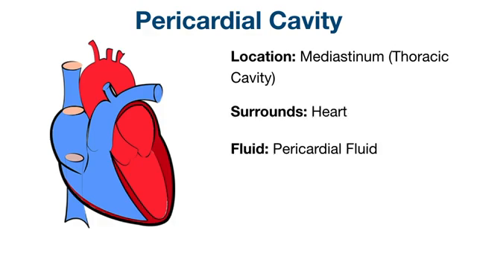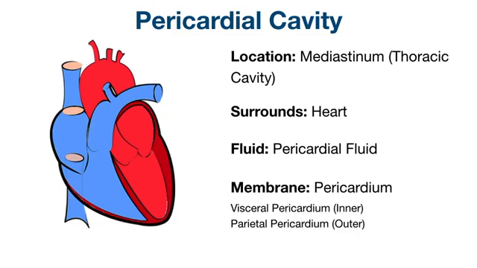Just like how the pleural cavity contained pleural fluid, the pericardial cavity contains a small amount of fluid called pericardial fluid. And just like how the pleural cavity was lined by a double-layered serous membrane called the pleura, the pericardial cavity is lined by a double-layered serous membrane called the pericardium. Similar to the lungs, there is an inner visceral layer called the visceral pericardium and an outer parietal layer called the parietal pericardium. The potential space between those layers is the pericardial cavity. There is also a fibrous pericardium that surrounds the serous pericardial layers.